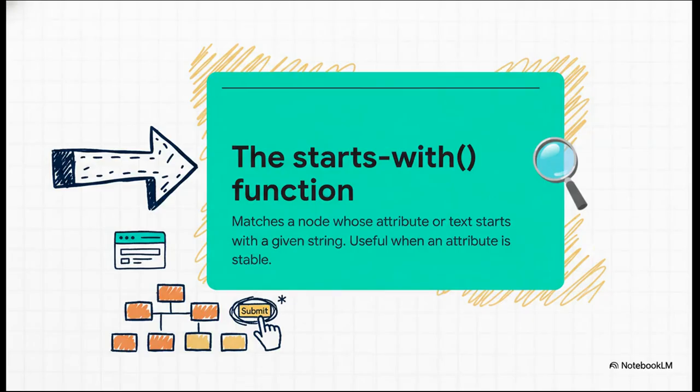And right along those same lines, we have the starts with function. This one is your best friend when you've got a predictable prefix, but the rest of the attribute is totally unpredictable. So say you know an ID will always begin with user-something or other. Well, starts with gives you a really precise and stable way to find it every single time.